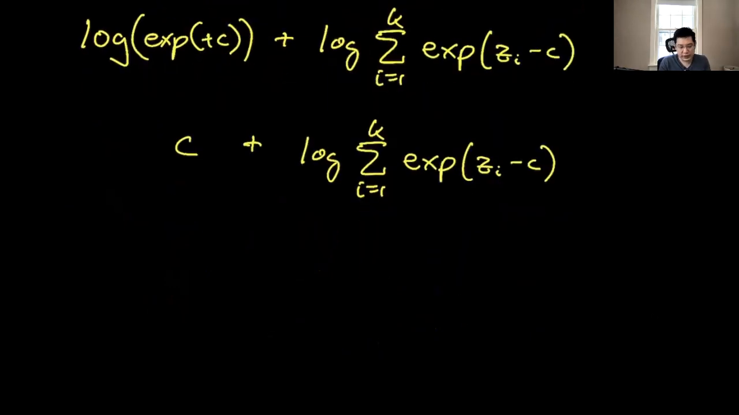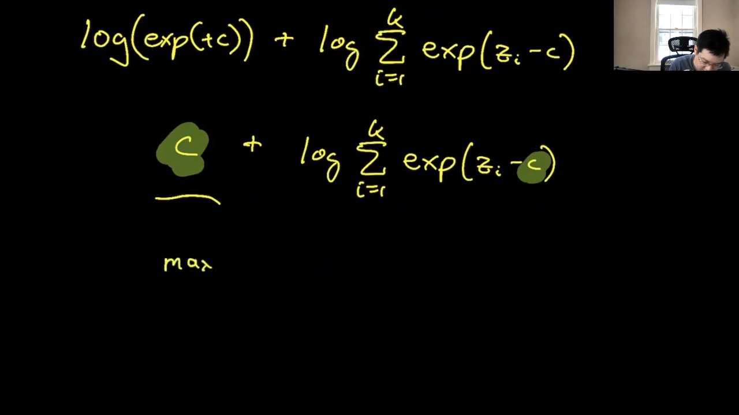So what does this tell us, right? We can now choose any constant value C, and we just have to add it to the final value we want to calculate and subtract it from the interior of every exponent operation. A natural value you choose here, this is the usual trick, is the max: you set C to be the max of the Z's. So let's call it, I'll use J again, Z_J, right?